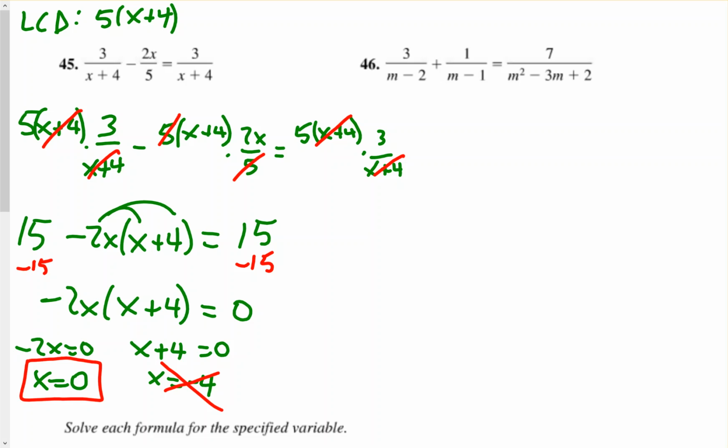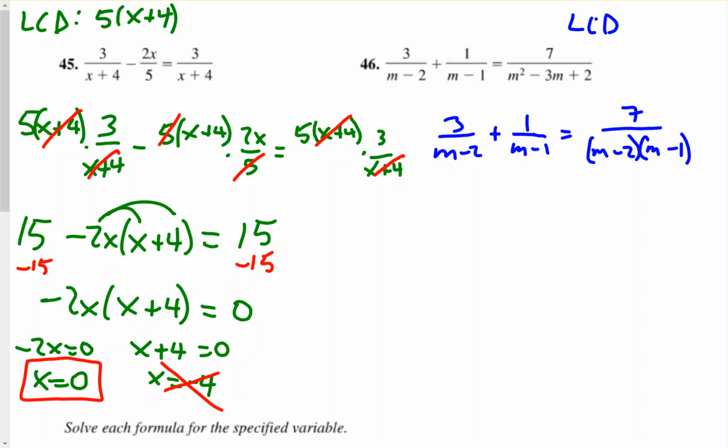Okay, let's take a look at 46. We have 3 over m minus 2 plus 1 over m minus 1 equals 7 over, and factor this so that we can see the factors. Multiplies to 2 and adds up to -3. So -2 and -1. Okay, so it looks like our LCD is m minus 2 times m minus 1.